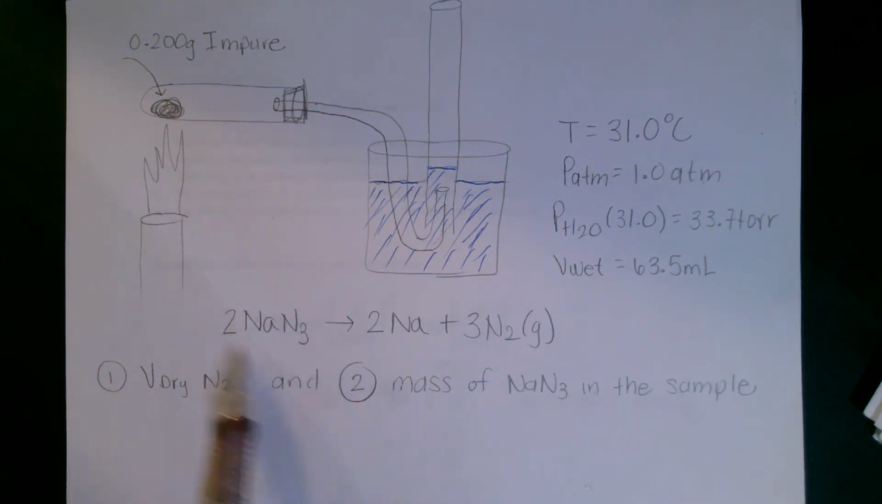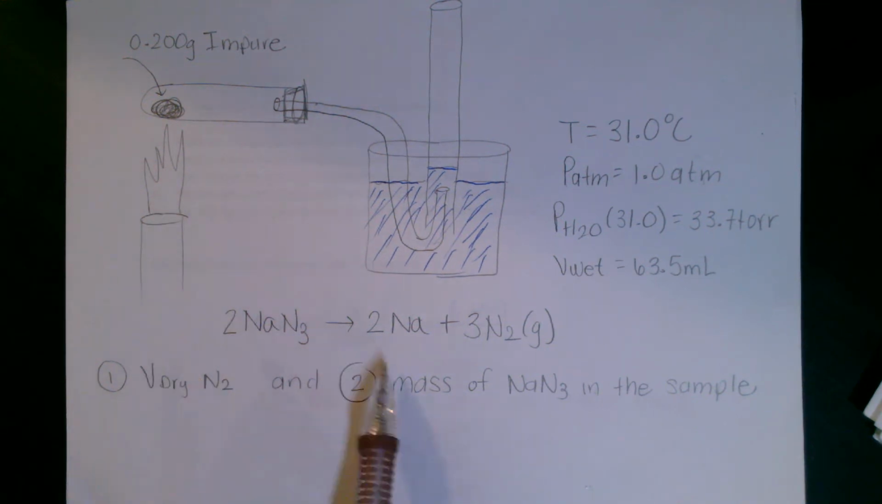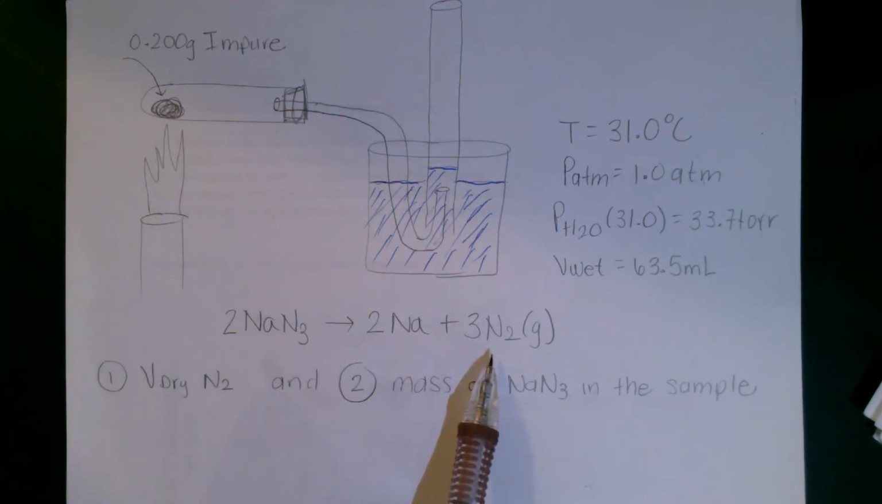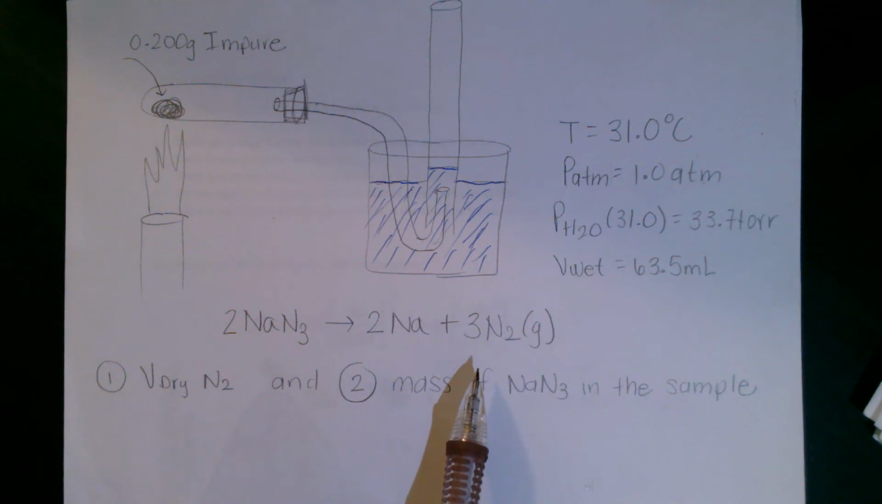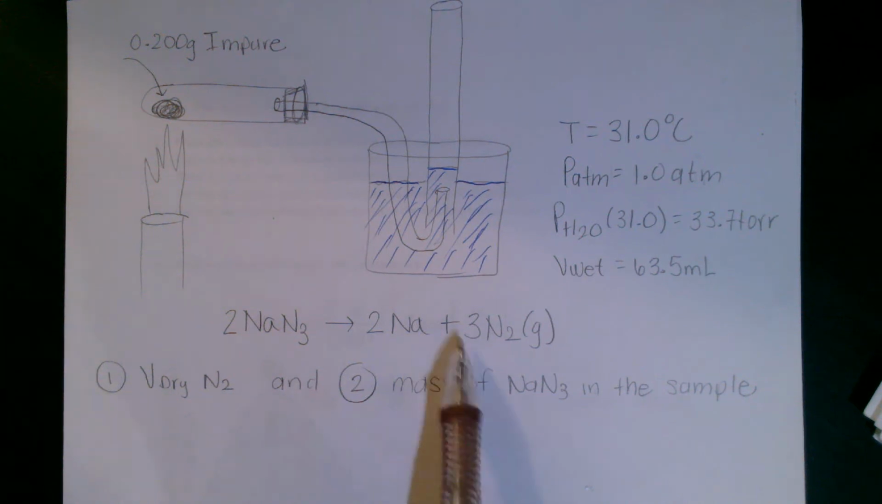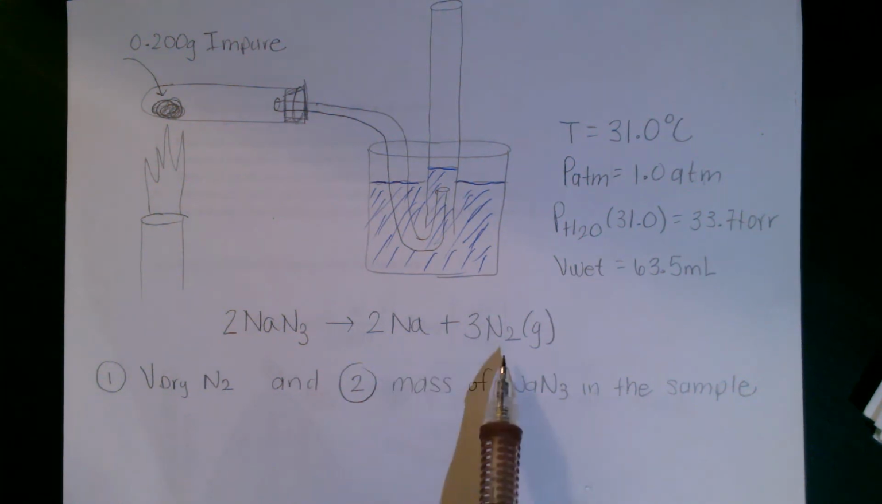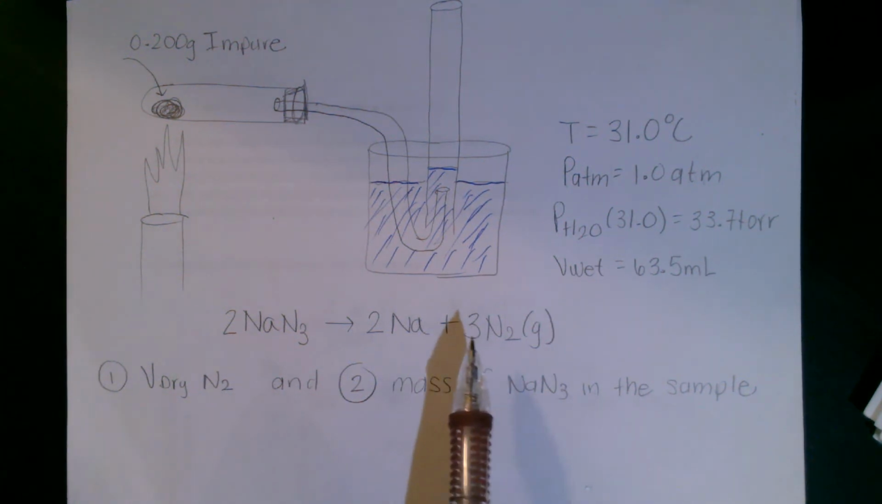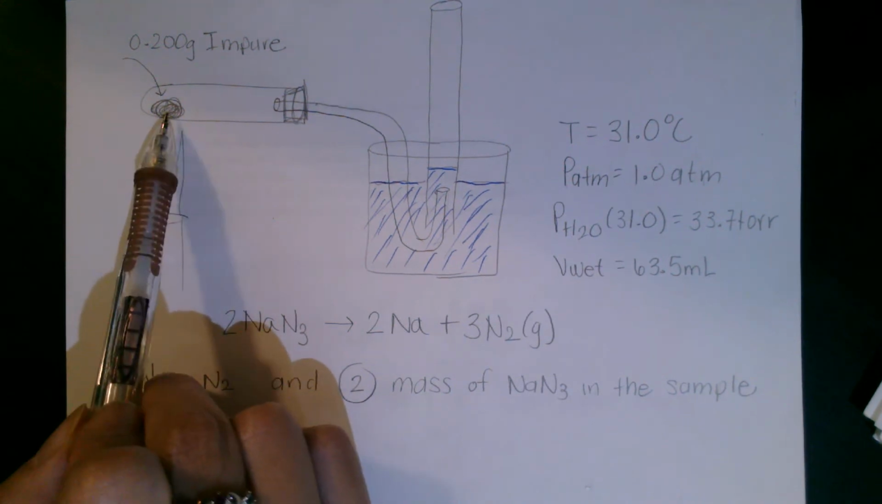Okay, so one of the properties of sodium azide is that when it's heated, it decomposes into sodium metal and nitrogen gas. So in older airbags, this is the reaction that would happen inside your airbag, and this happens very, very quickly to produce lots and lots of nitrogen. Okay, so we're going to heat this up.